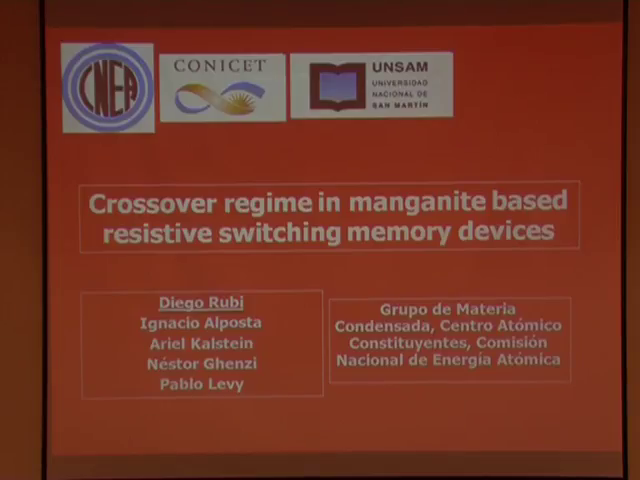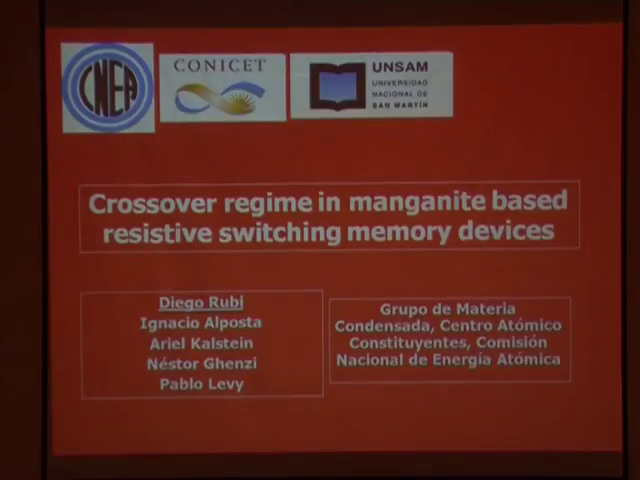I work here at the group of condensed matter in this building. And the work I'm going to present is titled Crossover Regime in a manganite-based resistive switching memory device. This has been the work of some people which are listed here.